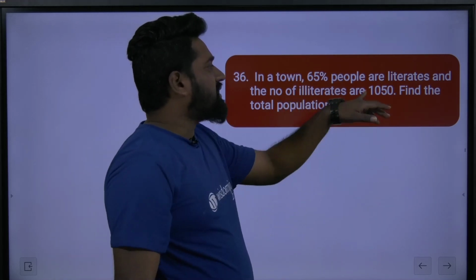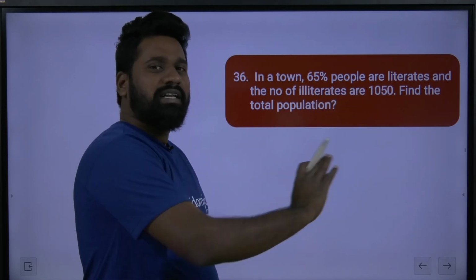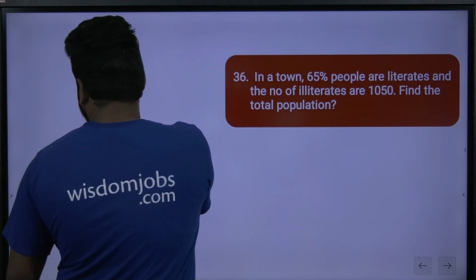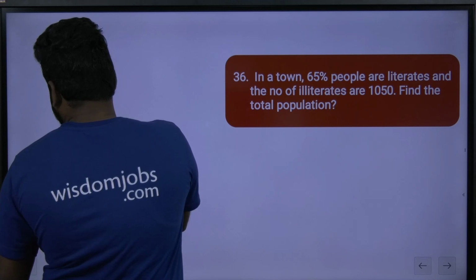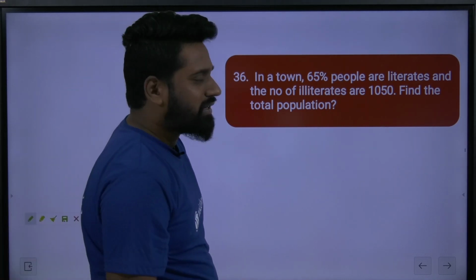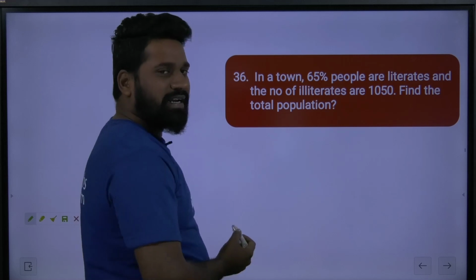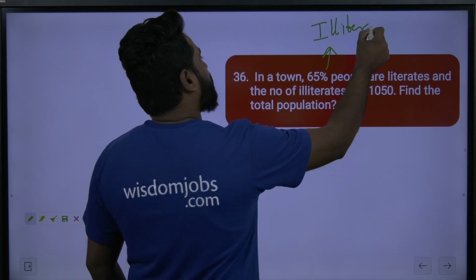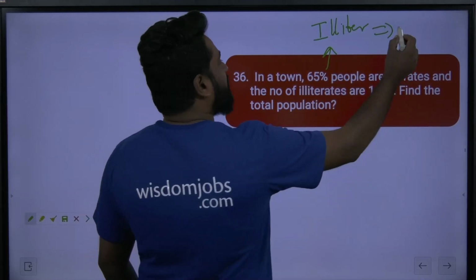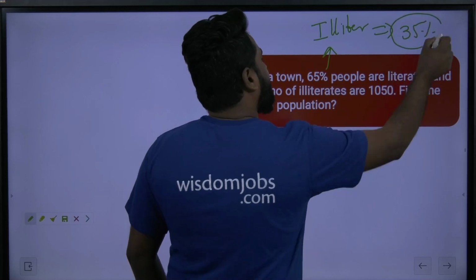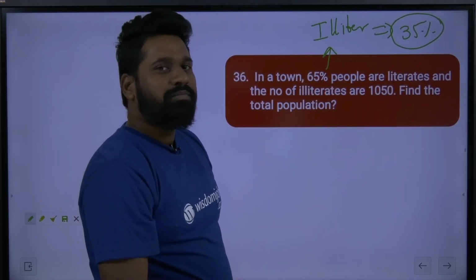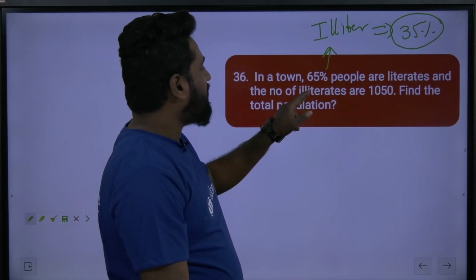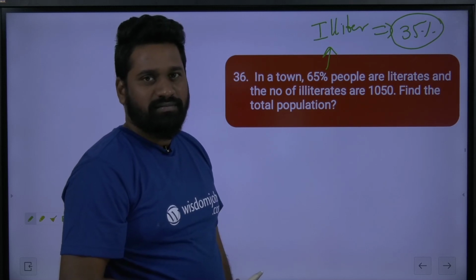Here also 65% are literates. The literates' percentage is given and the illiterates' number is given. So if you apply the same thing here, what does your answer become? Everybody has to do this because it's very simple, right? So 65% is literates, then what percentage do illiterates become? 100 minus 65, that is 35% becomes illiterates. In terms of percentage, illiterates are 35%. In terms of number, illiterates are 1050. That's all. Is it clear?